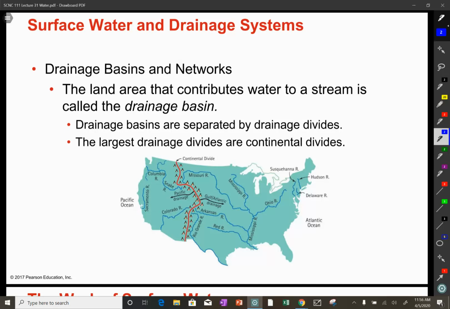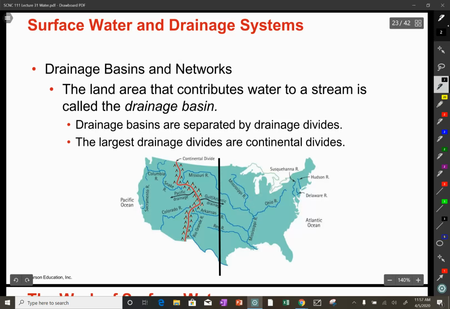Drainage basins. When I was a kid, I didn't know what the Continental Divide meant. I thought the Continental Divide must be something like this, dividing the continent into its east and its west. Well, I was just straight wrong. Just wrong. That's not what the divide is at all.